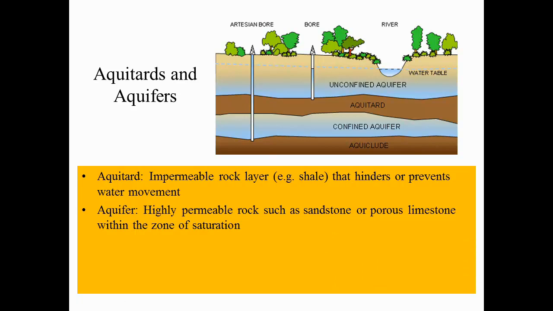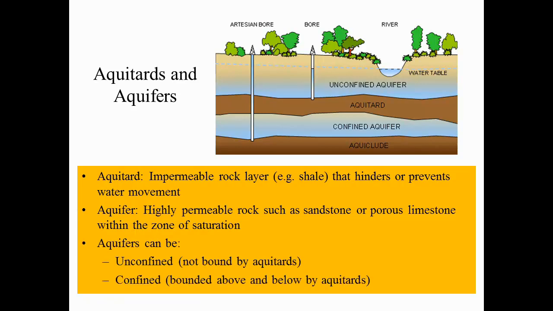So let's continue on with groundwater and look in more detail at aquitards and aquifers. Recall that an aquitard is an impermeable rock layer such as shale that hinders or prevents water movement, whereas an aquifer is a highly permeable rock or sediment such as sandstone or porous limestone within the zone of saturation.